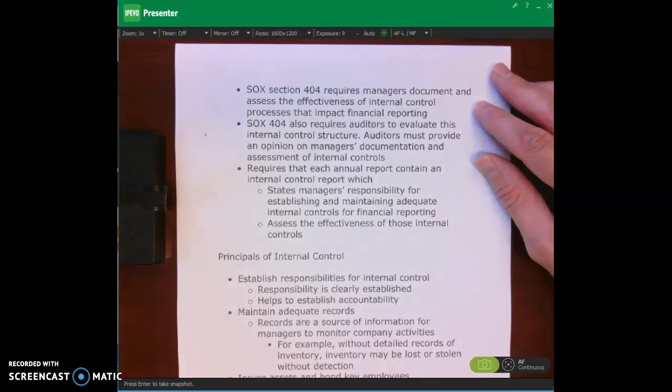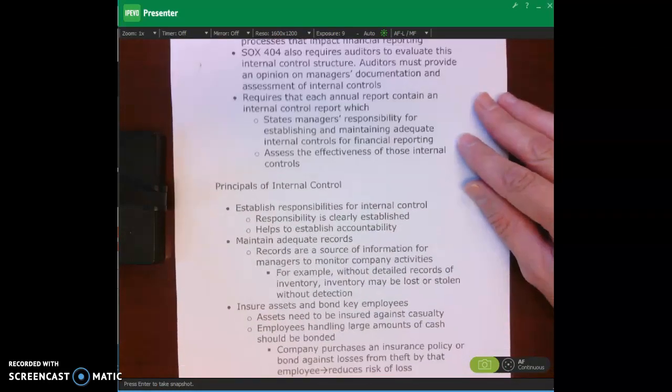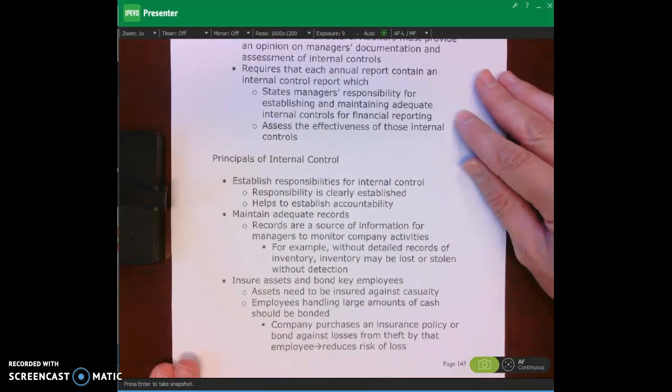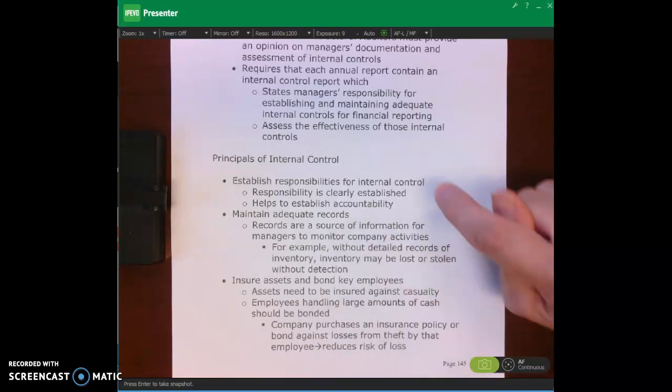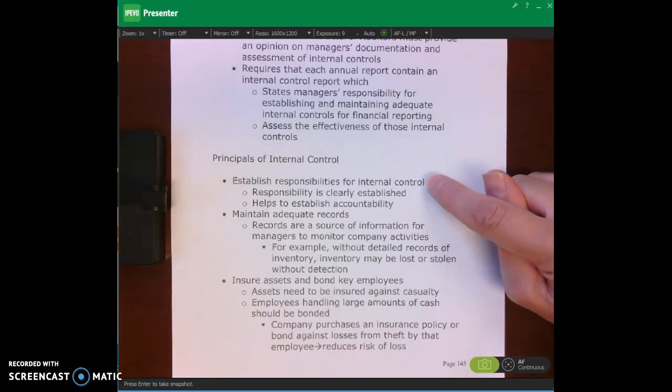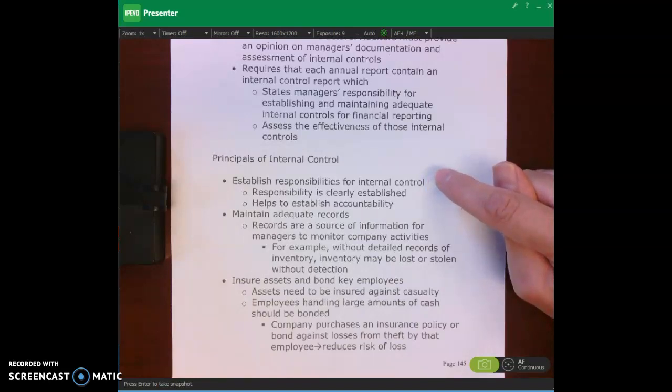Okay. Let's talk about some principles of internal control here. These are just some core principles. So the first one is that we establish responsibilities. For example, who is responsible for counting the money after the church service? The vestry. Those are the ones responsible, so we establish that responsibility. Okay. Who is responsible for signing off on any expense reports? The associate dean. That's who's responsible.